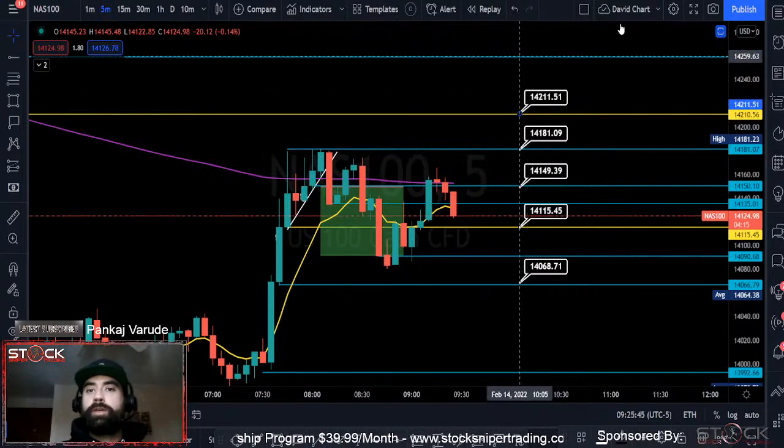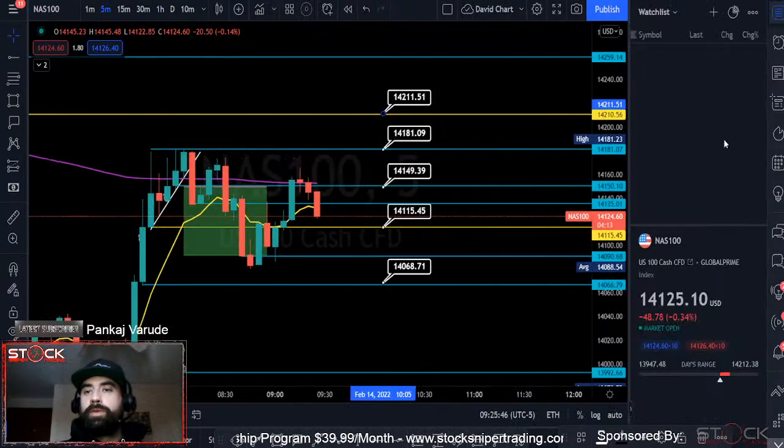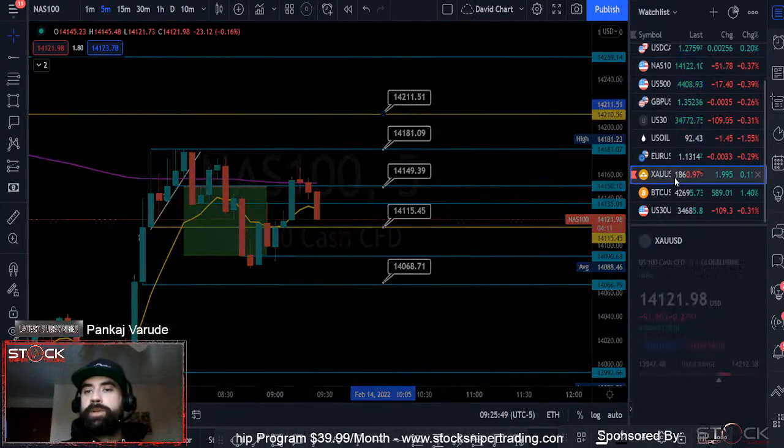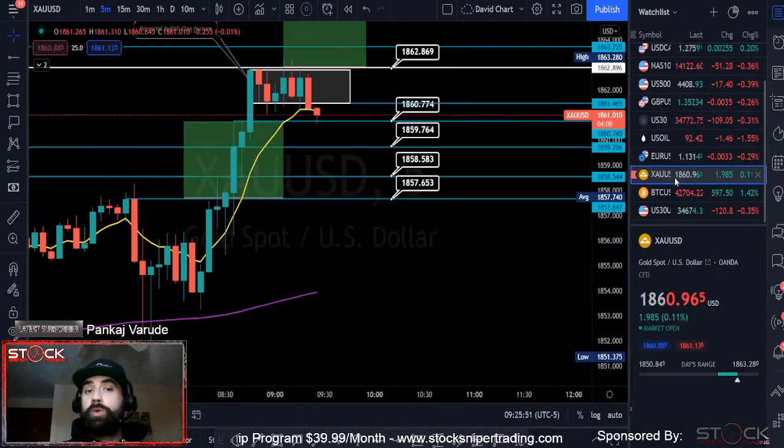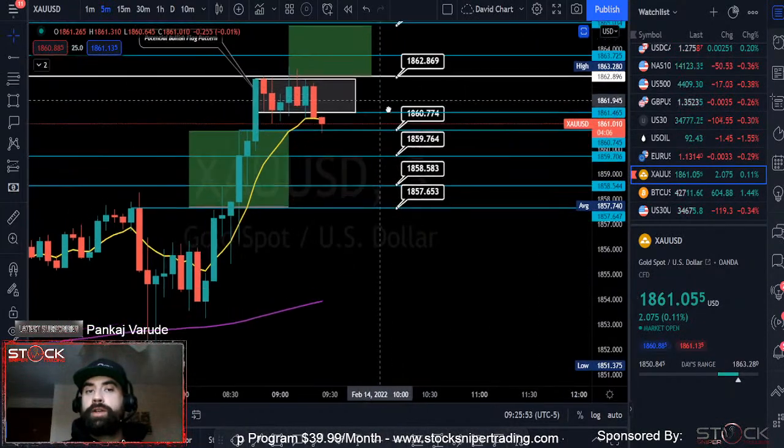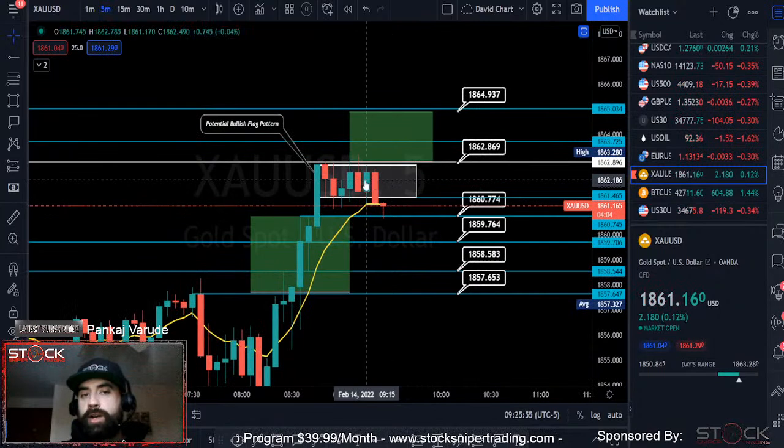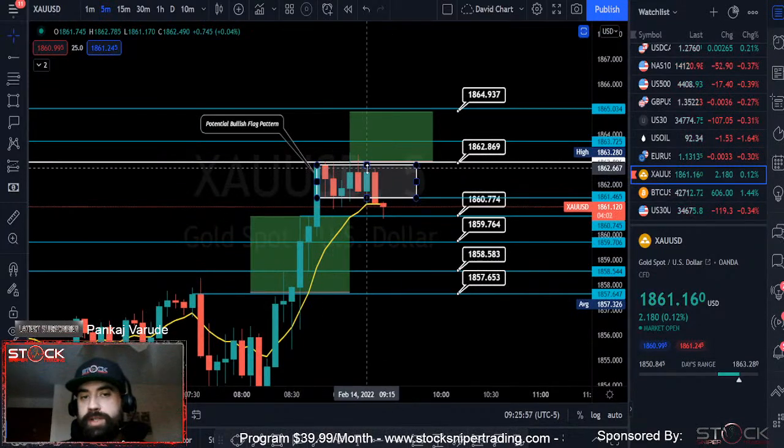Gold's falling. Okay, we'll check it out. So no bullish flag continuation. Okay, gold is starting to break out. All right. And you can see, guys, that there's a lot of resistance here. Okay, a lot of resistance.